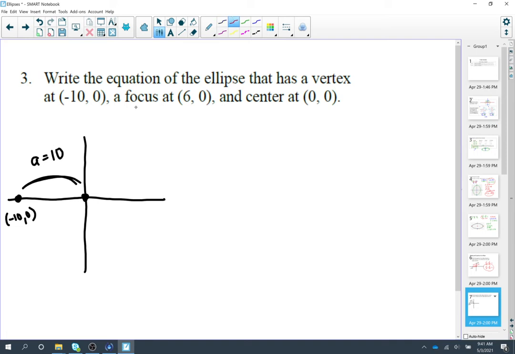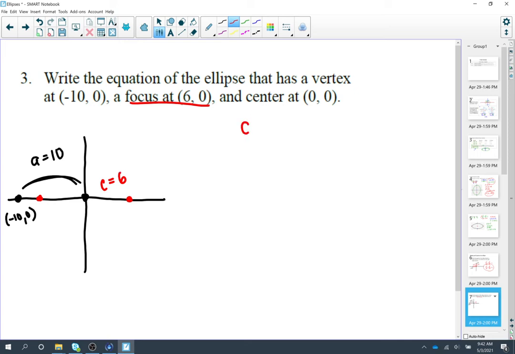Now, the other information they gave us was the focus. And the focus is at (6, 0). So if one of them's over here at (6, 0), we know that the other one is over here at (-6, 0) because it's on the major axis. So that's not the b value because it's a focus. That's actually, they're telling us, our c value, which is 6. Now, if we're given a c value, really what we need to find here is a b value because in our equation we need b.